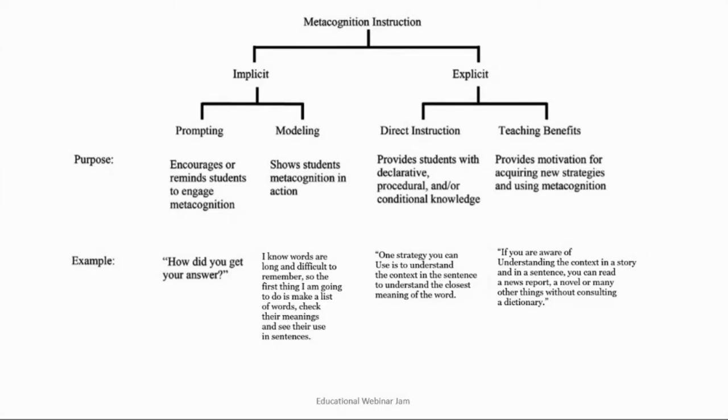Or the teacher can model it for the student. So direct instruction will be: one strategy you can use is to understand the context in the sentence, to understand the closest meaning of the word. If you are aware of understanding the context in a story and in a sentence, you can read a news report, a novel, and many other things without consulting a dictionary. These are the benefits. So combining all that, it will help learners become more independent.